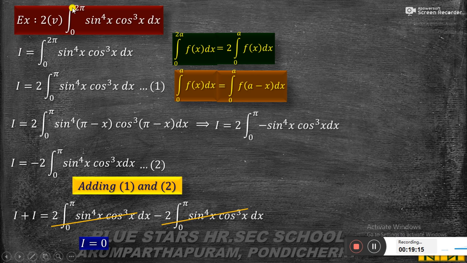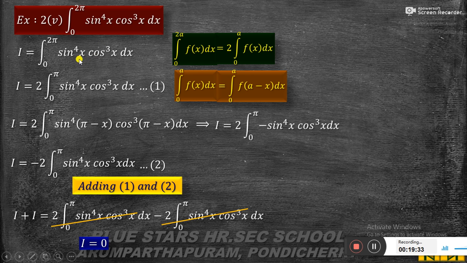So the second problem, fifth subdivision: the integral from 0 to pi of sin power 4x cos cube x dx. For the given integral, I take I equal to the integral from 0 to 2 pi of sin power 4x cos cube x dx.